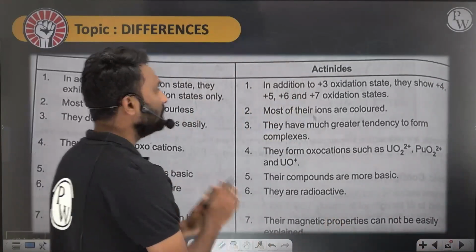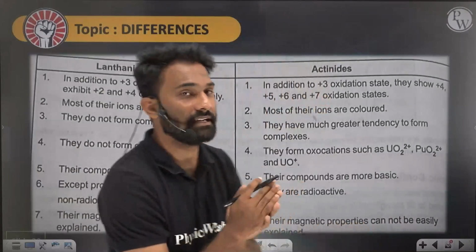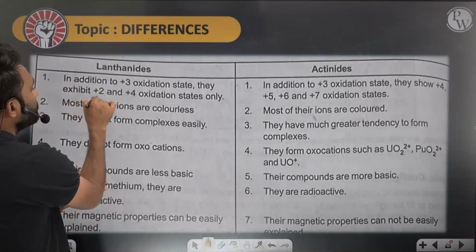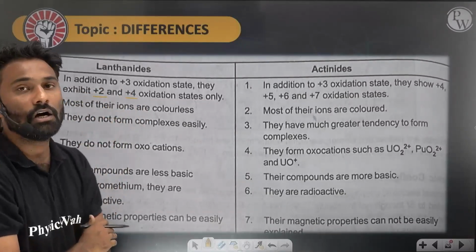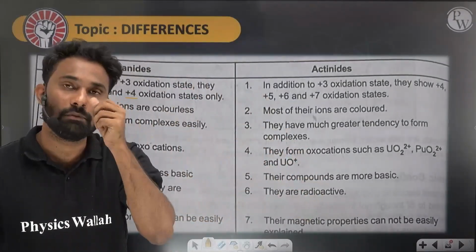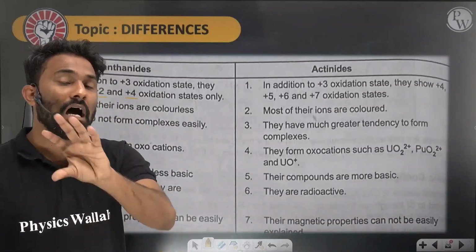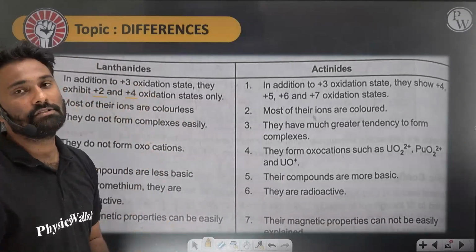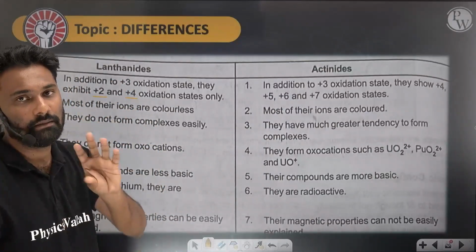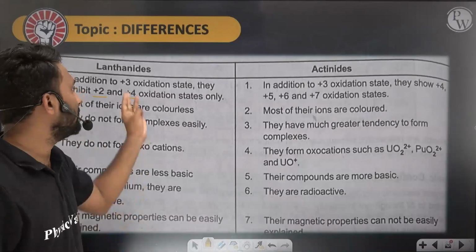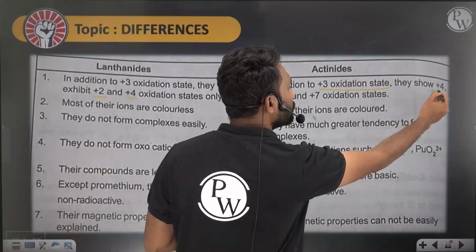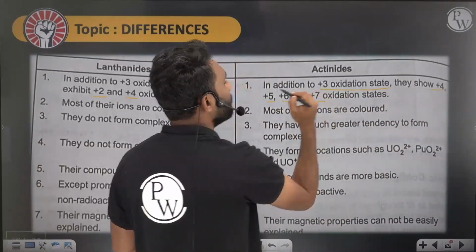Next, the difference between the lanthanides and the actinides. Lanthanides, in addition to the +3 oxidation state, can exhibit the +2 and +4 oxidation states. How can we find the oxidation state? By removing the valence electrons. However many electrons we remove, that will be the oxidation state of that element. If we remove 2 electrons, +2 is the oxidation state. If we remove 3, +3 will be the oxidation state. But actinides also have the +3 oxidation state and they will show +4 as well as +5, +6 and +7 oxidation states.